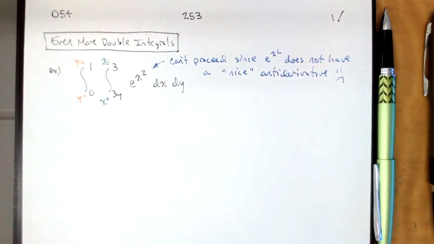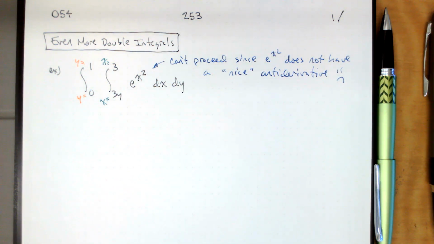E to the x squared does not have a nice antiderivative. By nice antiderivative, I mean a finite combination of elementary functions. The antiderivative of e to the x squared either has to be constructed, or it is a non-elementary function, say with the second fundamental theorem of calculus, or we would need an infinite number of terms. So we're a little bit stuck because the first thing we have to do is e to the x squared dx, and we can't integrate.